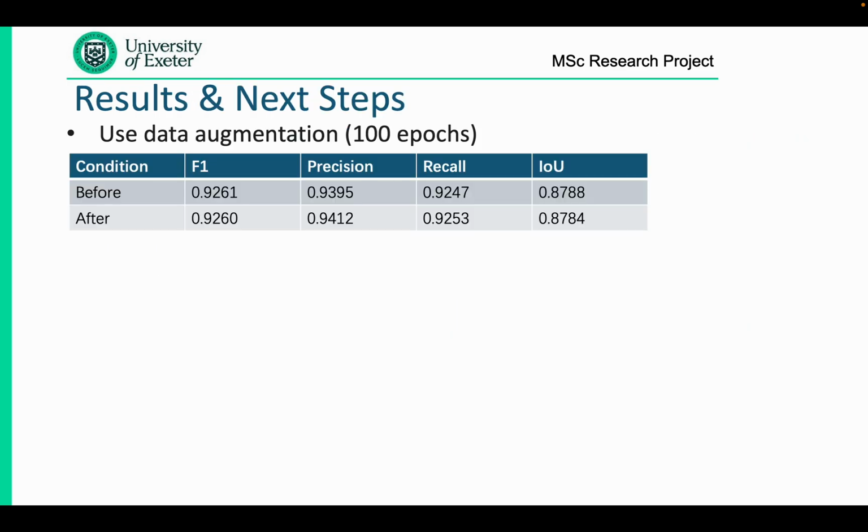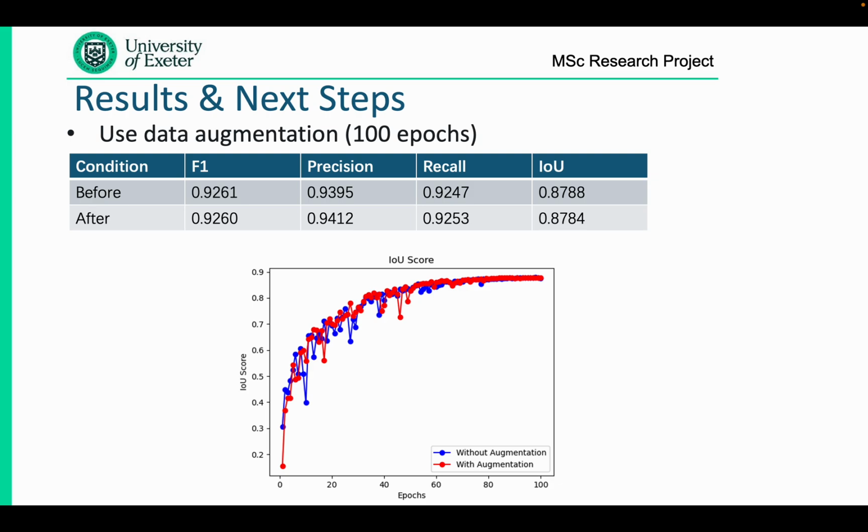So far, here is my result. First is data augmentation. After running 100 rounds, although the difference between these two is almost the same, we can see in this figure that the IOU score curves grow more steadily when I use data augmentation. So I will use data augmentation in the following tests, and considering the computer performance, I will only use 60 rounds in the subsequent tests.